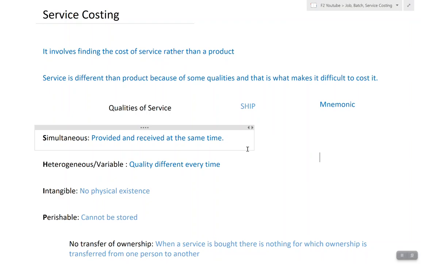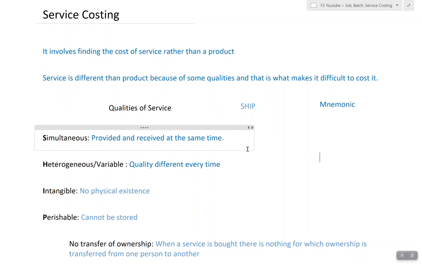If you book timing with the barber, for example, you have to be present at that time. If you are not present at that time, then you will not receive a haircut. So it cannot be stored. And there is another quality as well, which is not mentioned in the mnemonic: no transfer of ownership. With a product, you buy something, you own something, but with a service, you don't own anything. You take a haircut, you don't own anything.